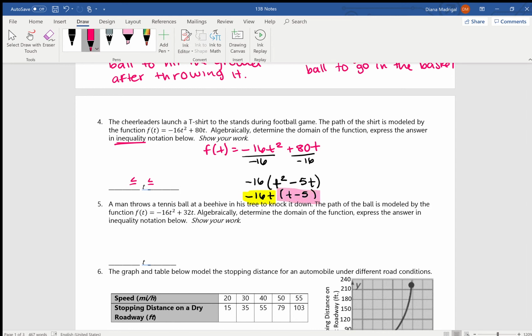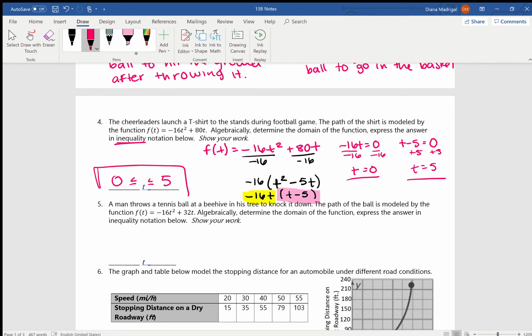Now I have negative 16t equals 0, and t minus 5 equals 0, and I solve for each. Over here I divide by negative 16, so t equals 0, and over here I add 5 to both sides, so t equals 5. So there you go, I got my two answers. It goes from 0 to 5, and this is my final answer.